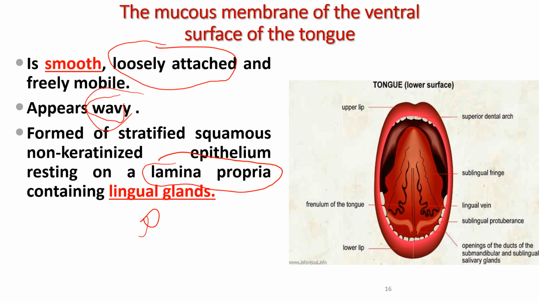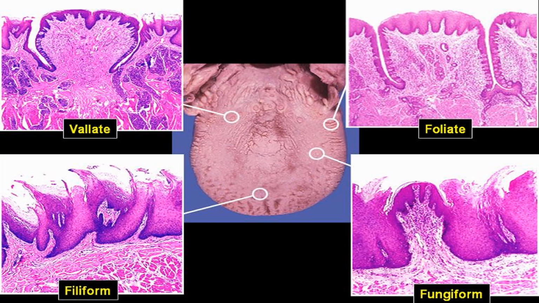Ventral surface contains lingual gland. Dorsal surface contains lingual papillae, no glands. The most numerous papillae is filiform papillae. On the edges and tip of the tongue we have fungiform papillae. Along the V-shaped sulcus we have vallate papillae, which is rudimentary in human and present in the posterior third of the tongue. It is foliate papillae.